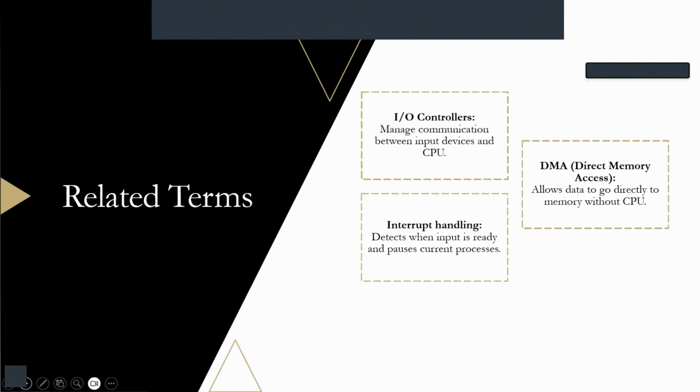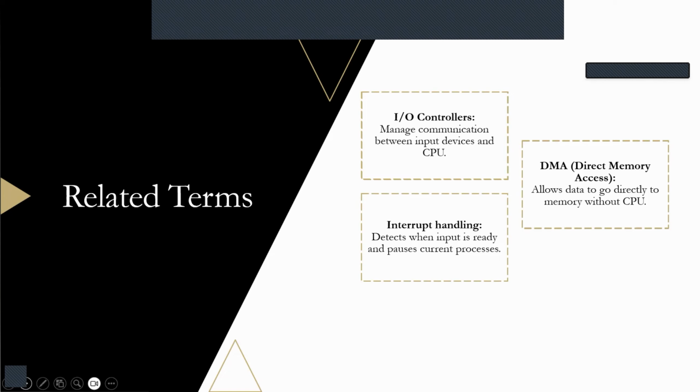So we have the input-output controllers. The role of these is they act as intermediaries between input devices, an example is the keyboard and the sensor. And the function is they manage low-level communication, that's the voltage signals and the timing.